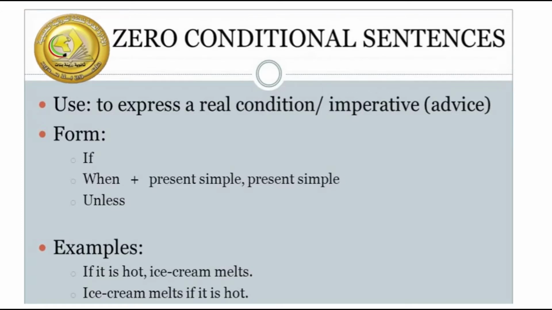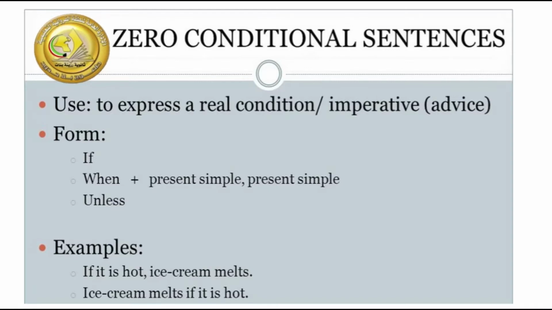Now, let's clarify zero conditional sentences more. The use of zero conditional sentences: we use it to express a real condition and in imperative cases. The form of zero conditional sentences is varied. We can see if plus present simple, present simple. We can see when added to two verbs in present simple. We also have unless. Unless means if plus not.